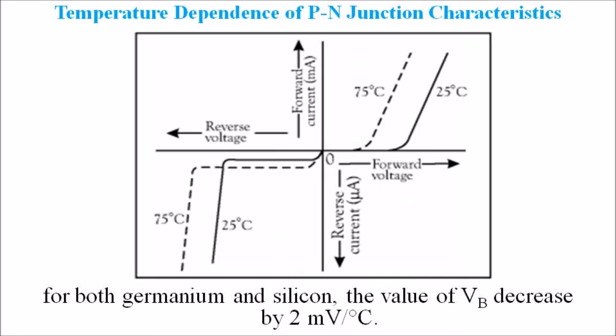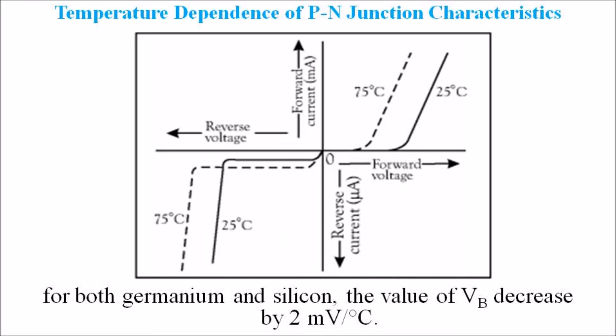It has been observed that for both germanium and silicon, the value of VB decreases by 2 millivolt per degree Celsius. Mathematically, the decrease in barrier voltage is delta VB equals minus 0.002 times delta T, where delta T is the increase in temperature in degrees Celsius.